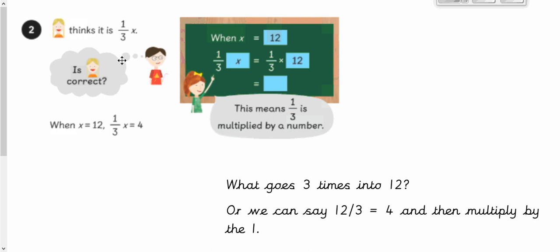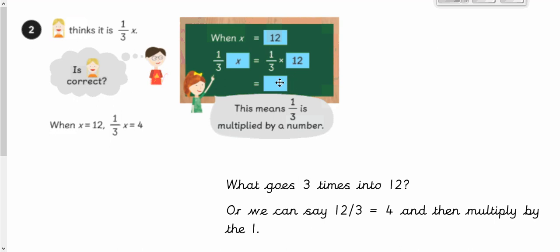This girl here thinks it's a third x, a third times x, remember? So when x is 12, a third x means a third times 12. Now when we times by a third, we want to split that number into a third. What is a third of that number? Okay, so a quick way to do that, can divide it by 3. So 12 divided by 3 is 4, times it by 1 for 4.